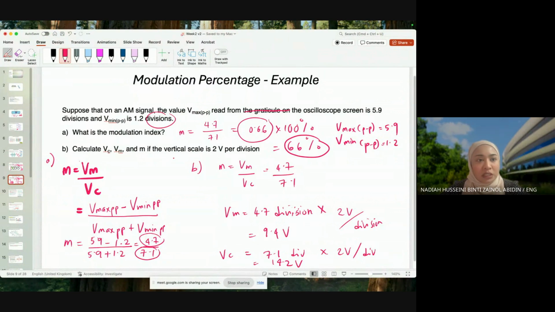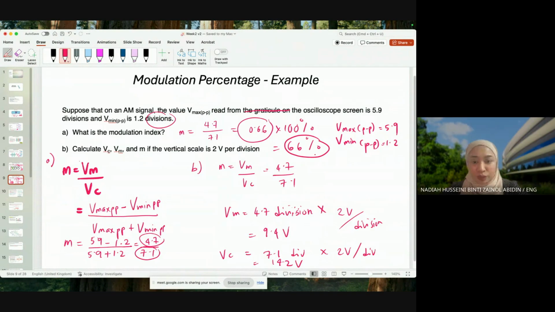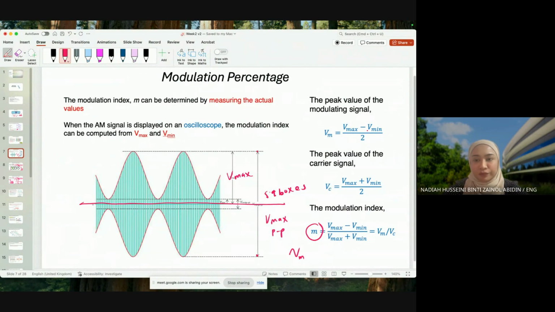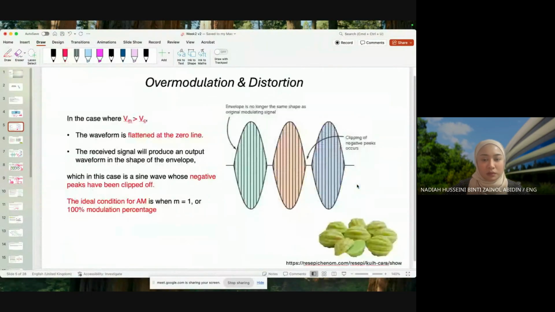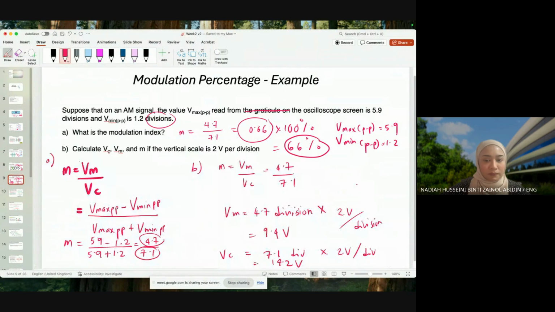So what is the modulation index? It's still the same. Right, yes. Don't we need to divide by 2? Yeah, divide by 2. You are correct. Right, right, you are correct. I forgot about this. So you are correct, Shafiq, I forgot about this division. Okay, so divide by 2. Let's go over this one. So basically it's divide by 2.